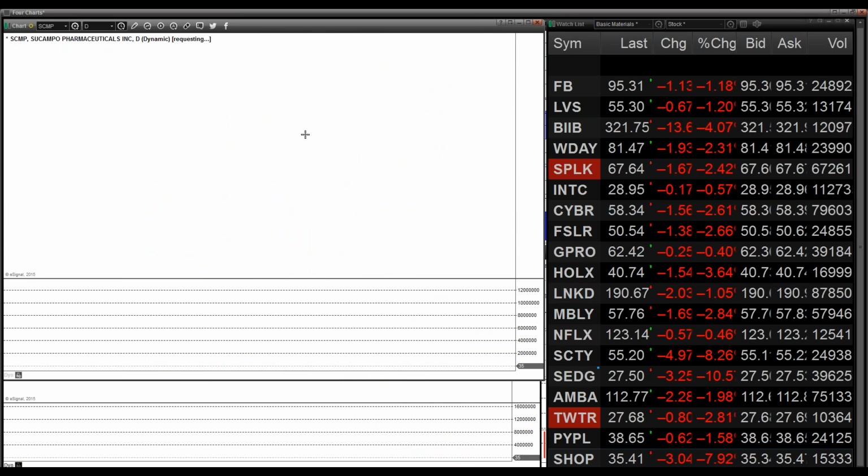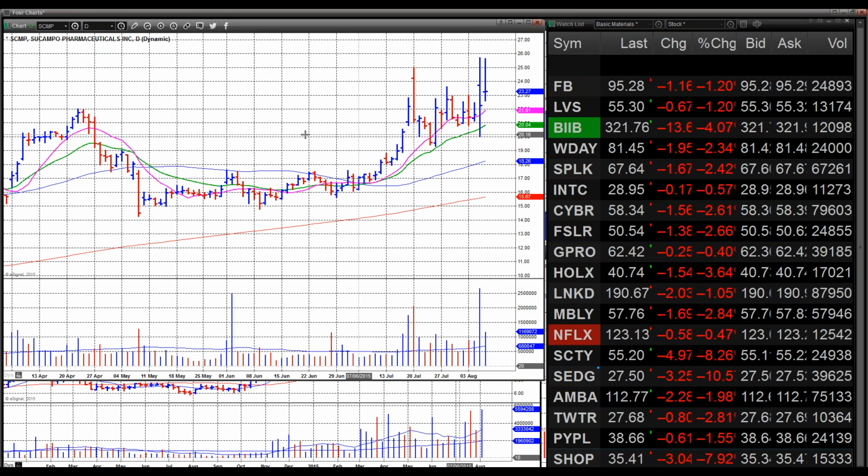Somebody's asking about this one, Sucampo. It's pulling back to the top of this little flag, but I don't see anything here either way. I'm not going to buy it in this market. If you bought it lower, maybe you think about taking a profit. I don't know. Where's your stop?